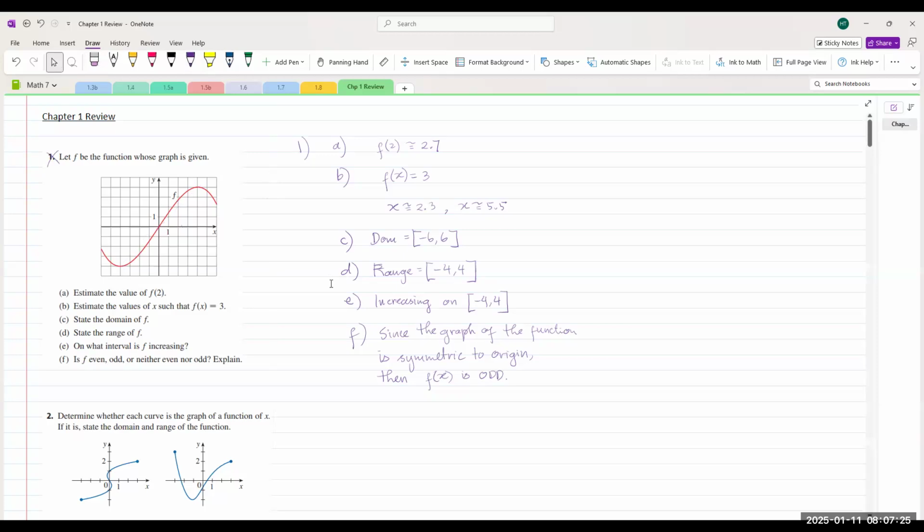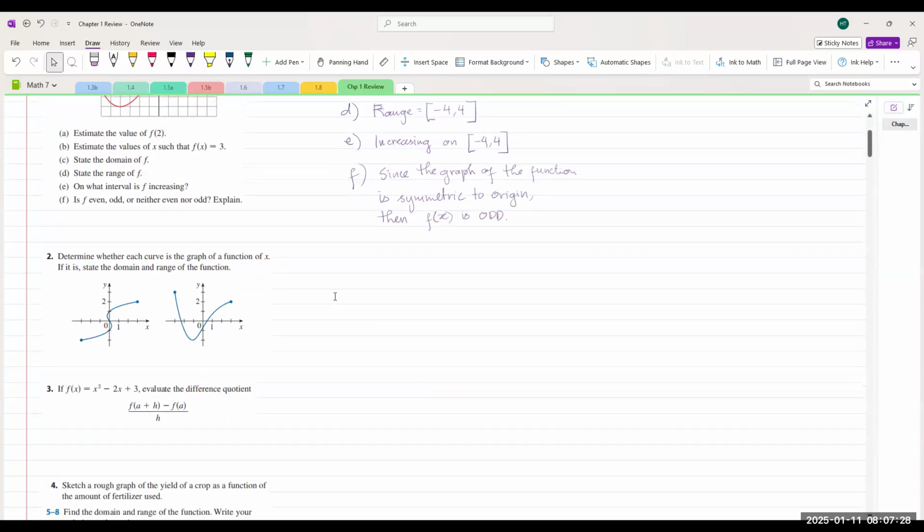Okay, now number 2, determine whether each curve is the graph of a function of x, and if it is, state the domain and range. Actually, even if it is not a function, we can still state the domain and range. Now the first graph here, this is not a function. Why? Because it doesn't satisfy the vertical line test. While the second graph here, every vertical line will intersect the graph at most once, so it is a function.